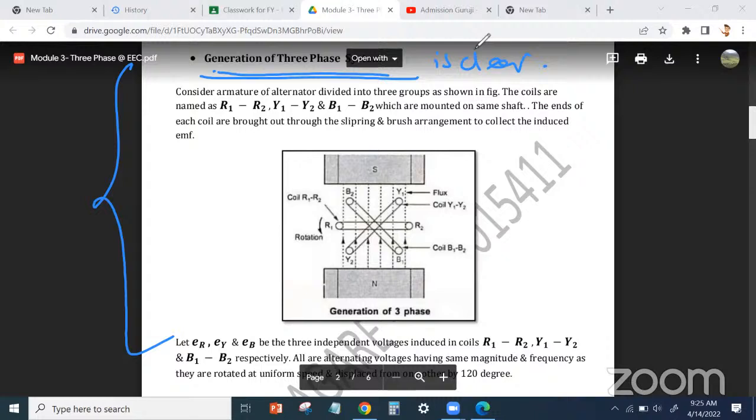So exam में आपको that is the third question जो आज हमने discuss किया. What is the generation of three-phase system? So just mention what is R1, R2, Y1, Y2, and B1, B2. These are the coils on the same shaft. Okay, and then draw the diagram, and then write down what is the ER, EY, EB. They have the same magnitude, same frequency, only the phase is different, and that is 120 degree. Okay.